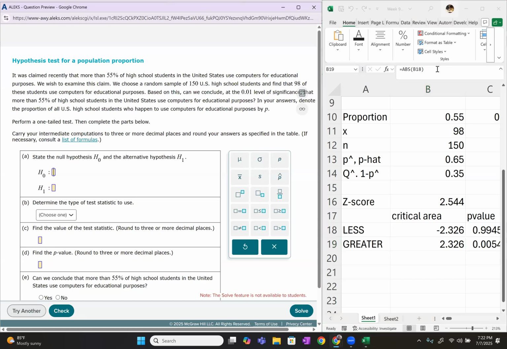All right, so what's the alternative? What's the hypothesis? P equals 0.55. Okay. And what's the alternative? P is greater than 0.55. Obviously a z-test, we're good. What's the test statistic? 2.544.